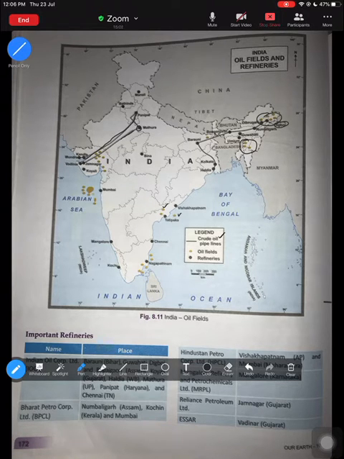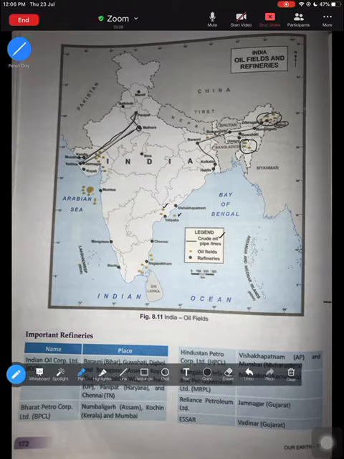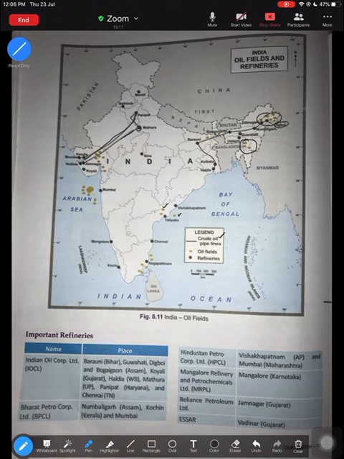Refineries are basically an area where the crude oil is transformed. So you have to know the difference between oil field and refineries. Refining is the process of transforming the crude oil, that is the unrefined oil, into more useful products such as petroleum, diesel, and LPG. So these are some of the important refineries. Indian Oil Corporation, which is in Barauni, Bihar. You can learn about Digboy in Assam. Bharat Petroleum Corporation is another refinery which helps in transformation of crude oil into more refined products.